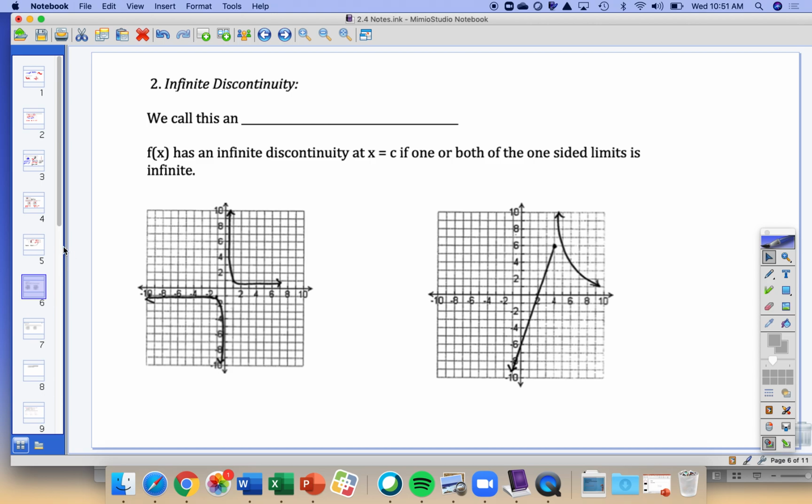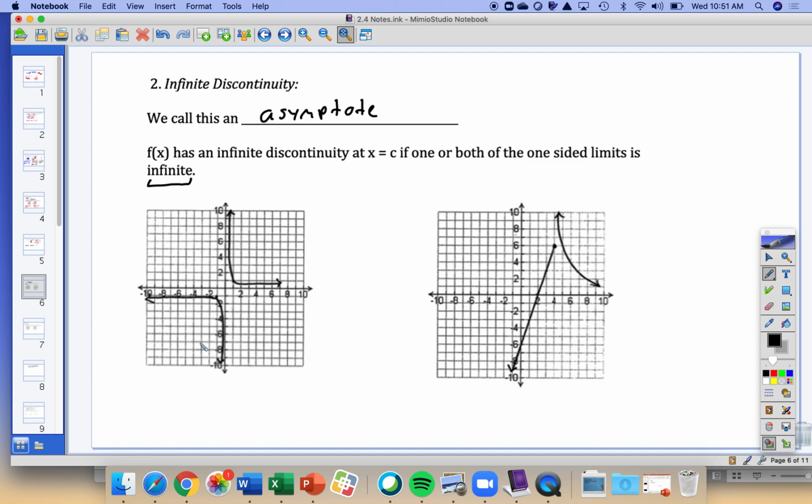The next type of discontinuity is called an infinite discontinuity. In the past, you have called this an asymptote. So asymptotes are infinite discontinuities. And an infinite discontinuity at some x value, we either have one or both sides of the limits as infinite. So every time you get a limit that goes to infinity, then you'll have an infinite discontinuity.